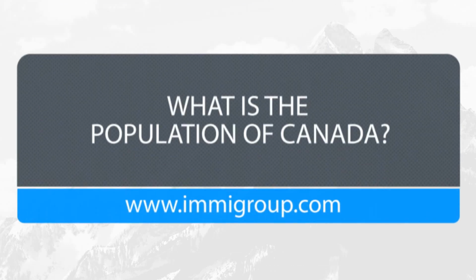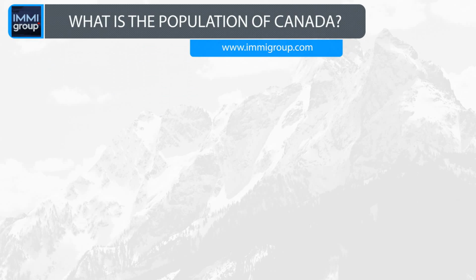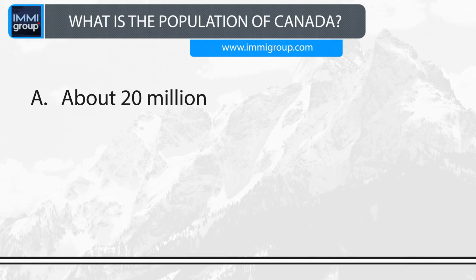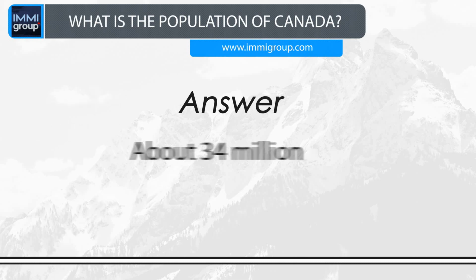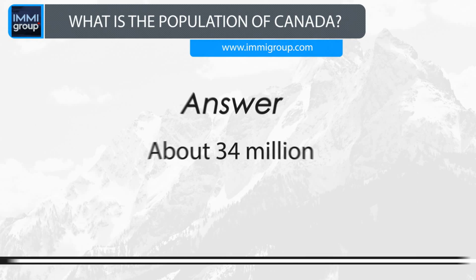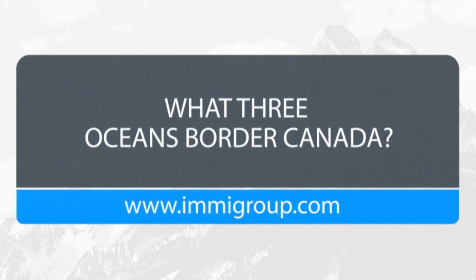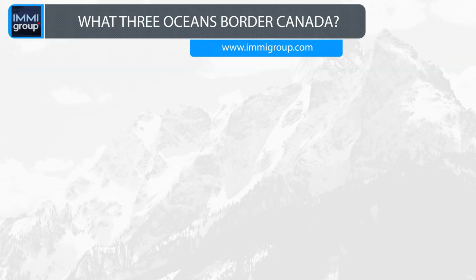What is the population of Canada? A. About 20 million. B. 38 million. C. 17 million. D. About 34 million. Answer. About 34 million.